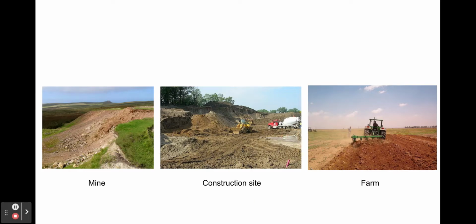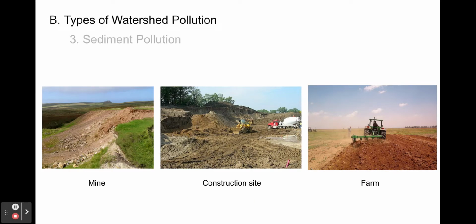Our third type of pollution that we're going to focus on is sediment pollution. So we're back in capital B. Number 3, sediment pollution. Make sure this 3 is vertically aligned with the 1 and 2, salt pollution and nutrient pollution. Now we're on sediment pollution.